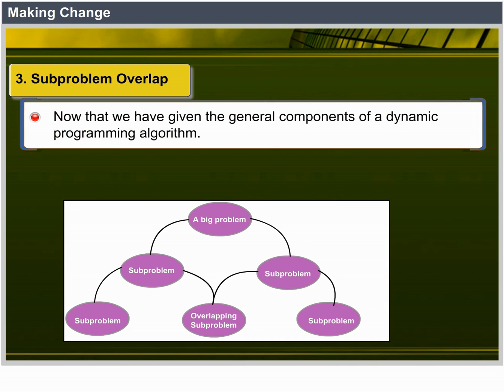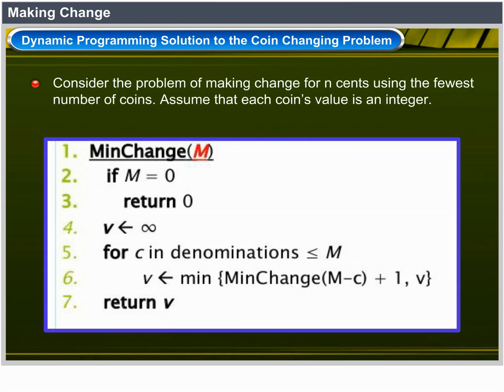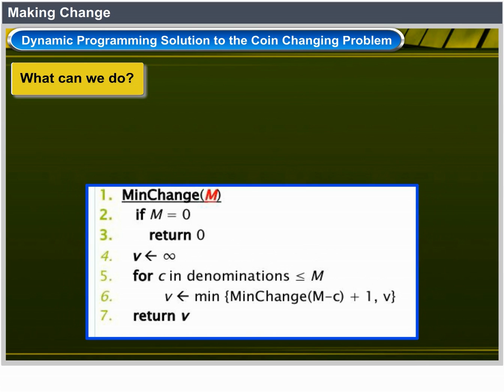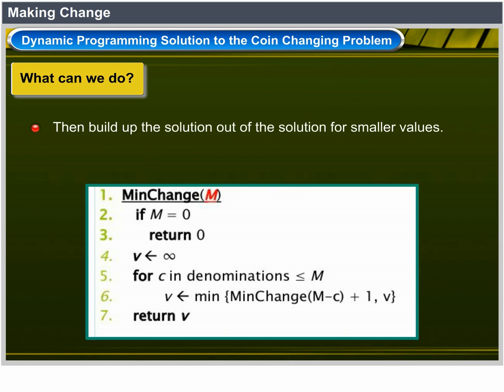Now that we have given the general components of a dynamic programming algorithm, let's look at a dynamic programming solution to the coin changing problem. Consider the problem of making change for n cents using the fewest number of coins. Assume that each coin's value is an integer. What can we do? To make change for n cents, we are going to figure out how to make change for every value x less than n first. Then we build up the solution out of the solutions for smaller values.